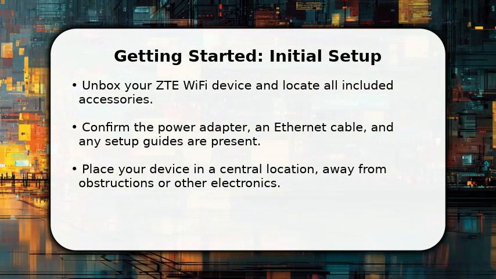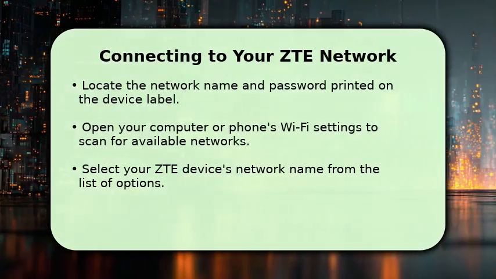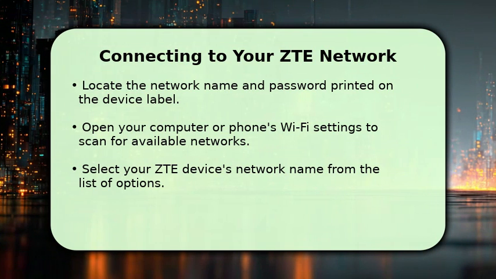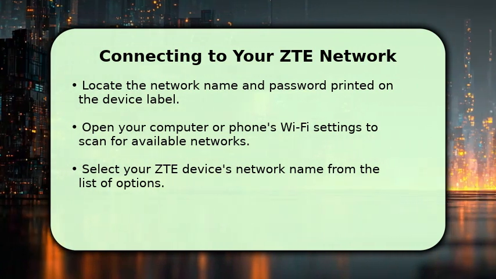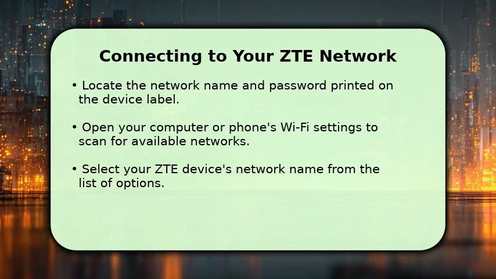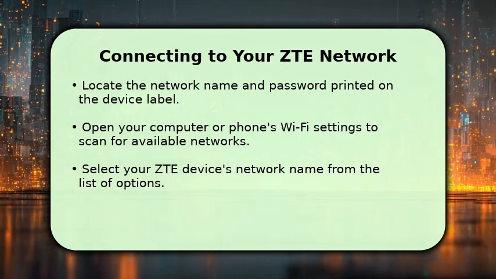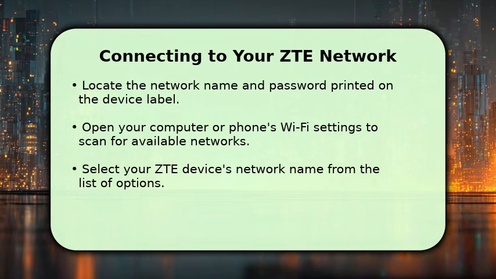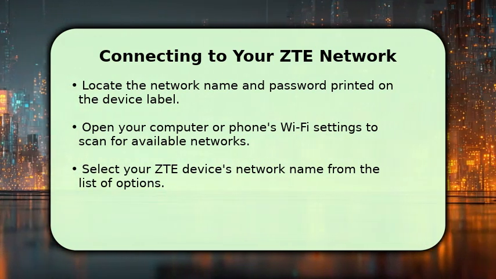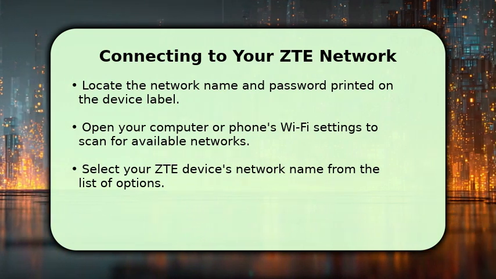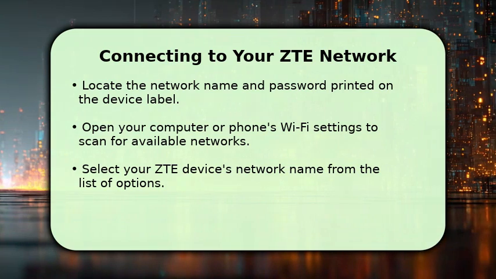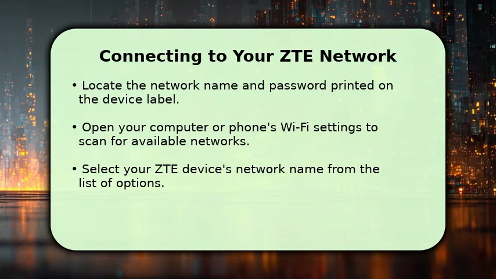power on and initialize. Now that your ZTE device is powered on, find the unique network name, often called the SSID, and its corresponding password. These vital details are usually printed on a sticker located on the bottom or back of the device. Access the Wi-Fi settings on your computer, tablet, or smartphone. Look for the network name matching what you found, select it from the list, and then carefully input the password to connect successfully. You should now have internet access.